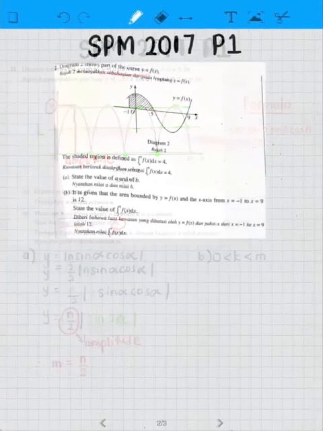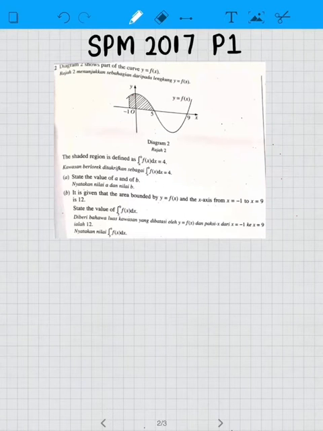So the next question is from SPM 2017 paper 1, number 2. It says diagram 2 shows part of the curve y equals f(x), and it also says that the shaded region is defined as integrate a to b f(x) dx equals 4, which means that the area of this shaded region is actually 4, from -1 to 5.